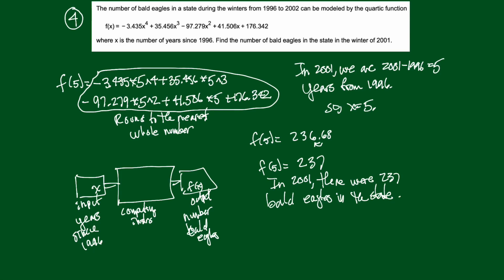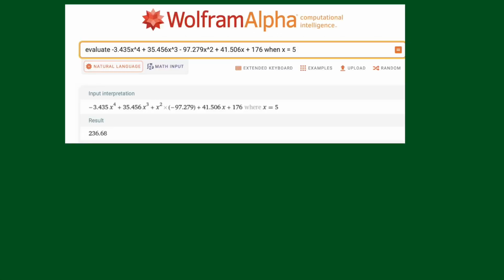Now, you know this is quite a computation to make. So how about if you try Wolfram Alpha? In Wolfram Alpha, I said evaluate, and then I put in the function, using the x's, just as it was. I guess I missed it a little bit over here. But I said when x equals 5. So I computed and got 236.68 when I did this.